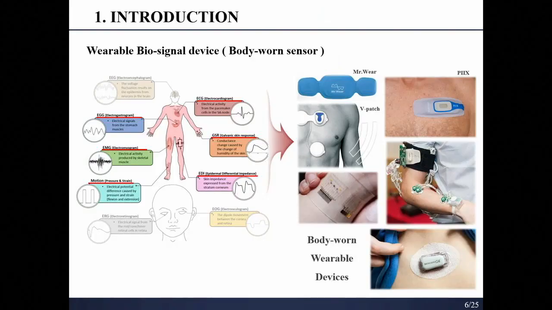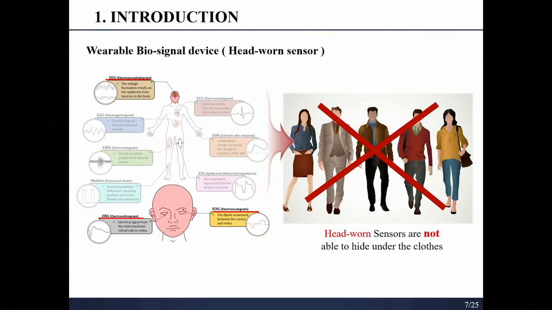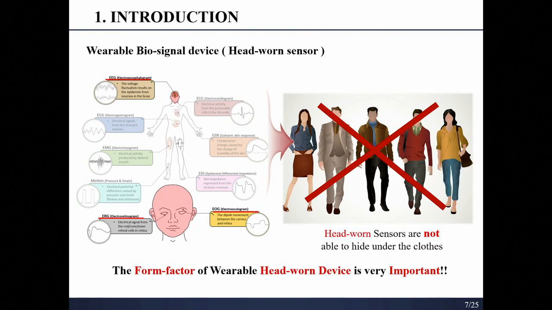In the case of a body-worn sensor attached to our bodies, the focus is more on functionality without considering appearance. That is because body-worn sensors are able to hide under our clothes. However, a head-worn sensor is not able to hide under our clothes, because our face and head are generally exposed. So the form factor of a wearable head-worn device is very, very important.